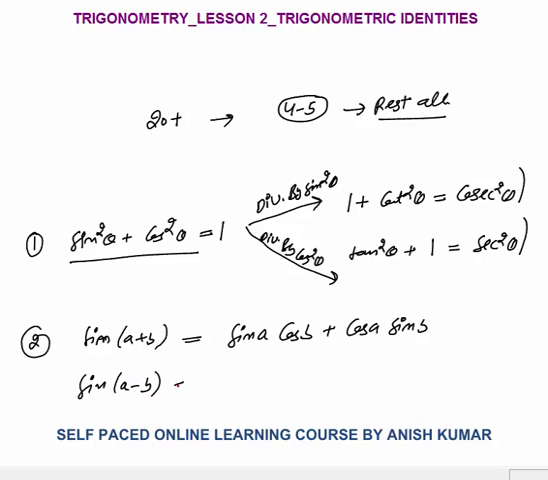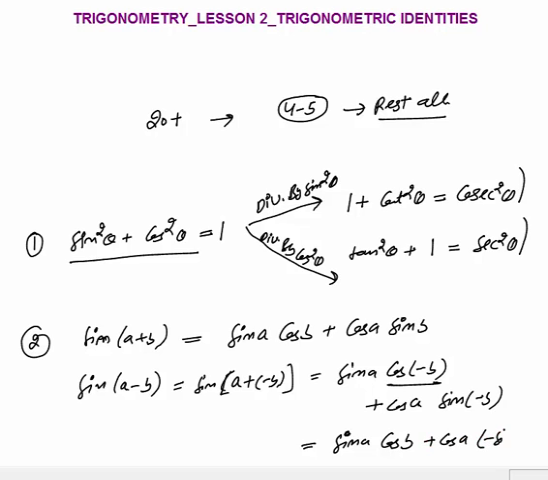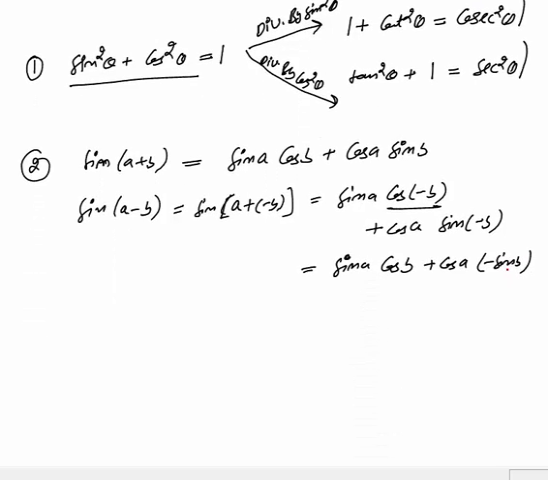Because what is sine A minus B? This is equal to sine of A plus minus B. And we know the plus formula. So this is equal to sine A cos of minus B plus cos A sine of minus B. Now we know that cos of minus theta, very important, will be cos theta, that is cos B, plus cos A, and this will be minus sine B, since sine of minus theta is minus sine theta. So this is equal to sine A cos B minus cos A sine B.